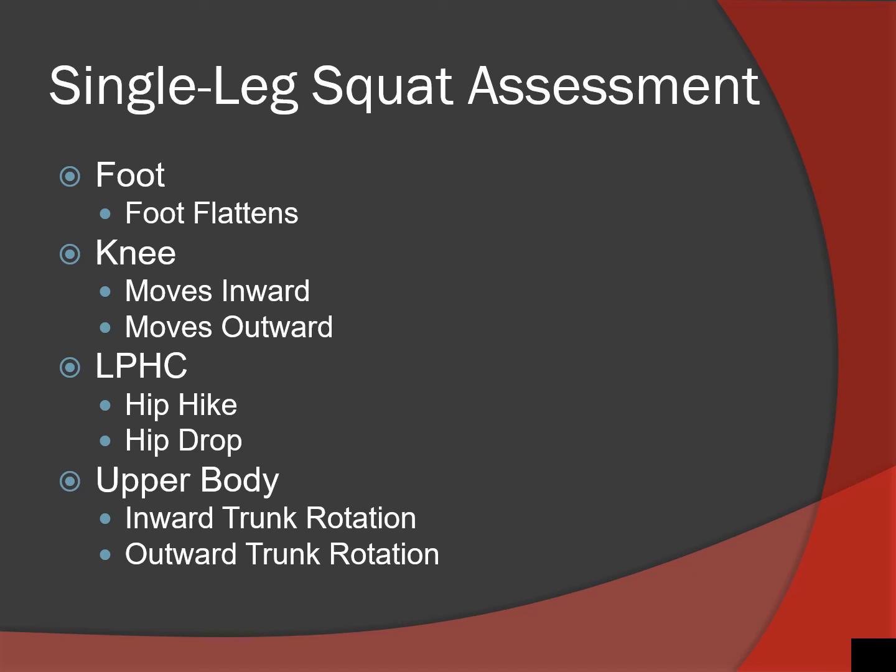You're going to see if the foot flattens. You're going to see if you have knee movement that's going into valgus or varus. You're going to look for hip hike or hip drop. And typically we're looking at the non-weight bearing side. And for the upper body, you're looking at inward trunk rotation or outward trunk rotation, again with the stance leg being what we're referencing the inward and outward trunk rotation to.